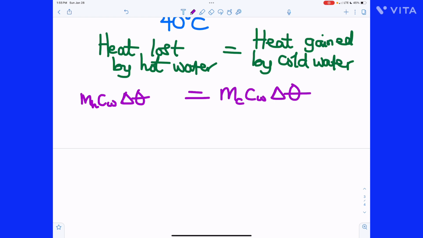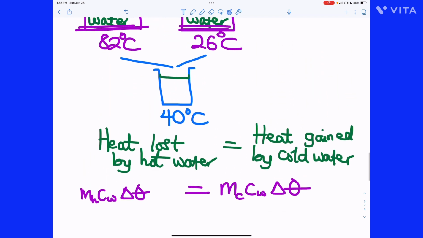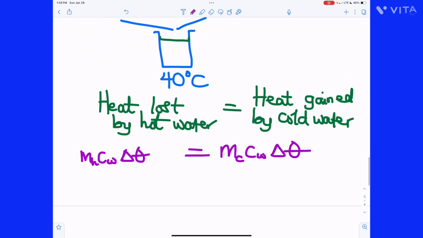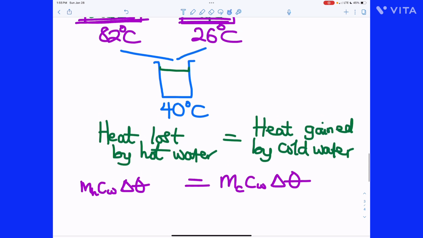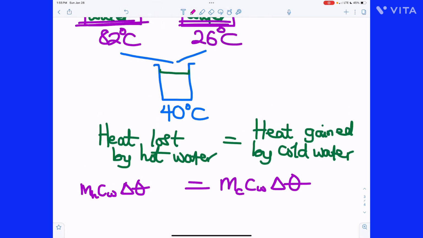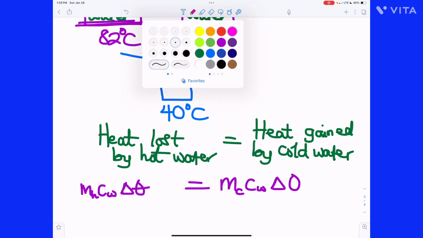The cold water will increase in temperature from 26 to what? From 26 to 40. The cold water will increase in temperature from 26 to 40, and the hot water you take will decrease in temperature from 80 to 40. So, let's continue.